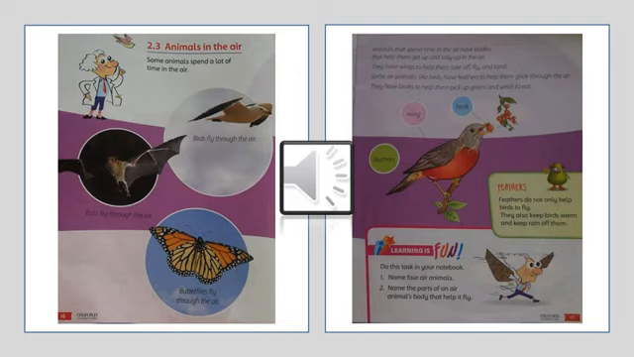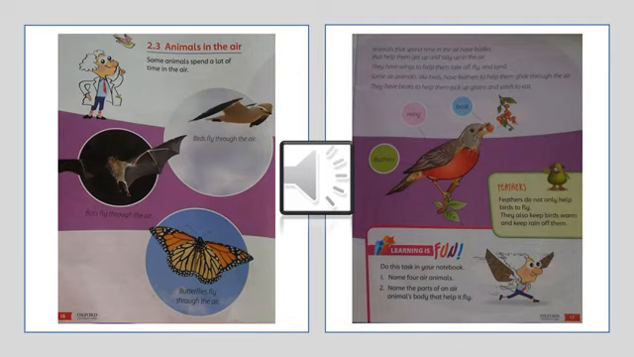Now move to the next page, page number 17. Animals that spend time in the air have bodies that help them get up and stay up in the air. They have wings to help them take off, fly, and land. Now, this land means when they are going to land on a tree, on a branch, or on the land to pick up their food. Their wings help them to take off, fly, and land.